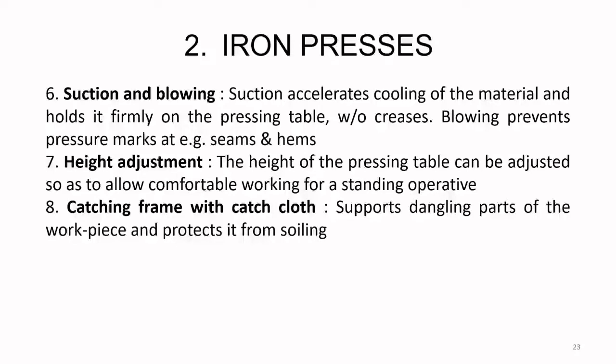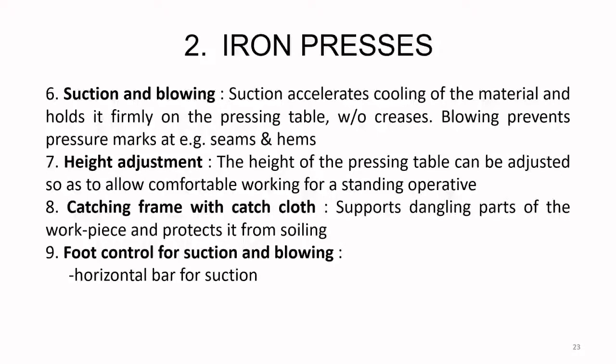And the catching frame with catch cloth is to support the dangling parts of the workpiece and protect it from soiling or getting dirty. And 9 is the foot control for suction and blowing. A horizontal bar is for suction and the vertical bar is for blowing.